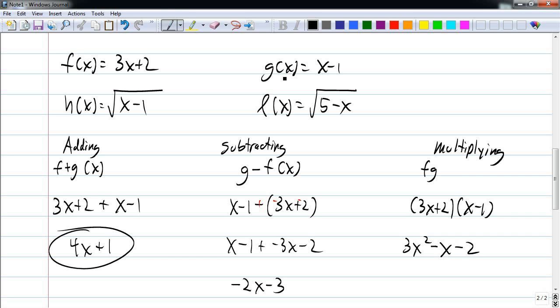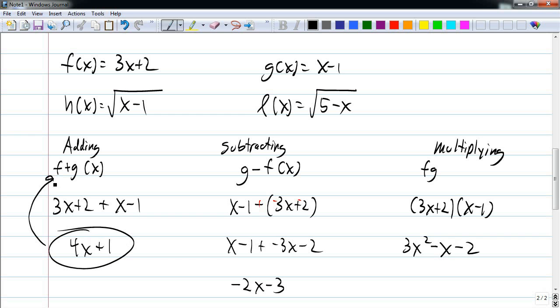Okay, if there's an x value that doesn't work in either of these two component functions, it can't work in the result, because this is f plus g. What I'm doing is I'm taking f, getting a y value out of it, taking g, getting a y value out of it, and then adding them together. So I can't give either f or g x values that they can't take.